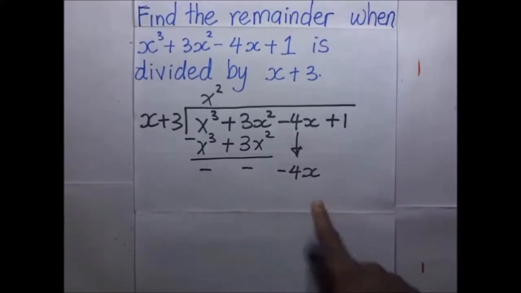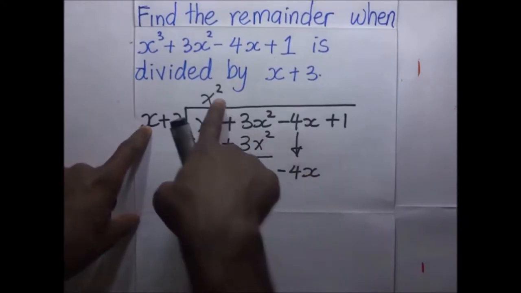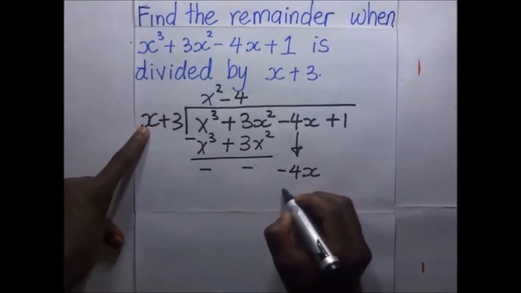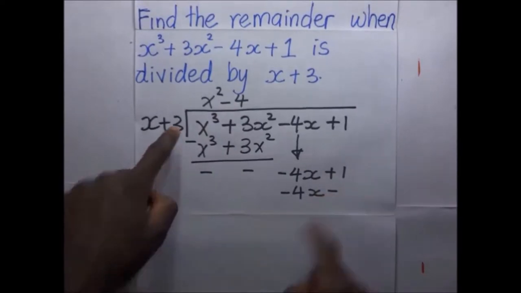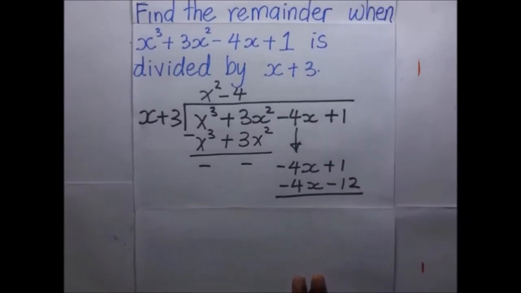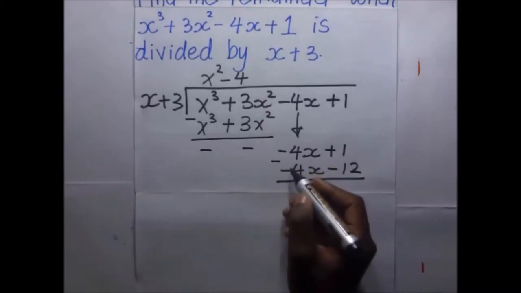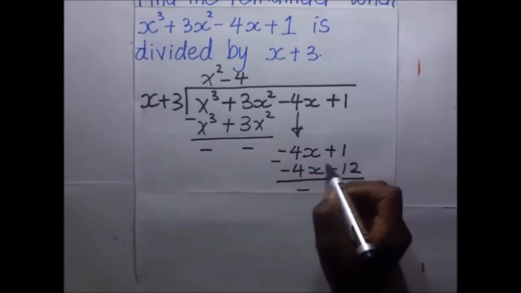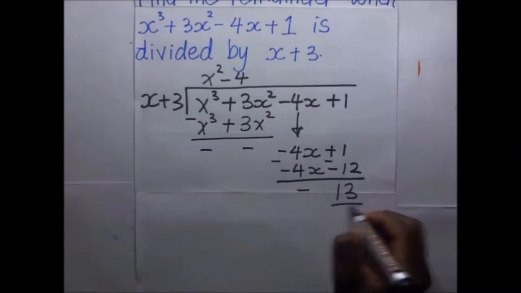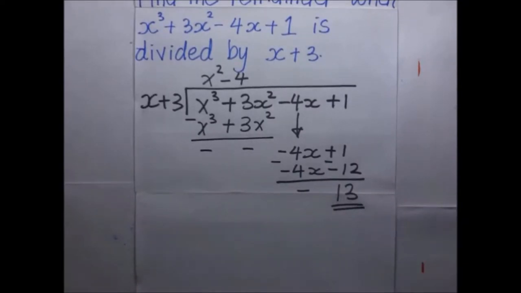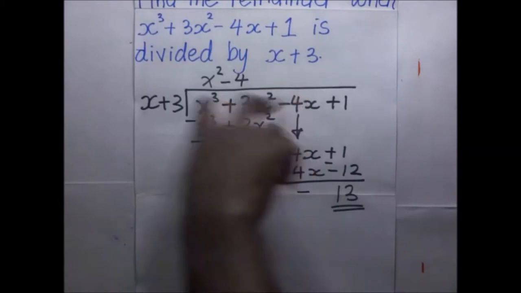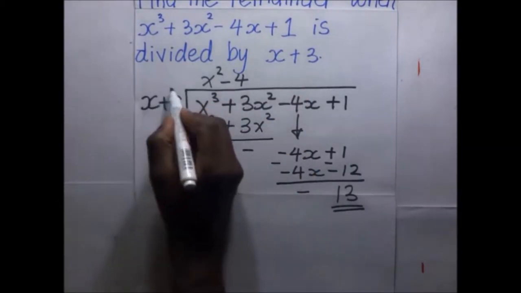We start the process again. Negative 4x, divide that by x, you get negative 4. Negative 4 times x is going to give us negative 4x. Negative 4 times 3 is going to give us negative 12. When we subtract those two, negative 4x minus negative 4x will give us 0. 1 minus negative 12 is going to give us a positive 13. And so that becomes our remainder. So we have divided, the remainder is 13. We have divided this polynomial by that, so this becomes our divisor.